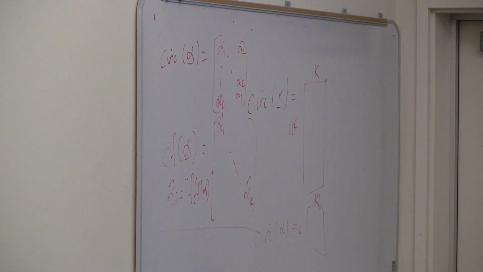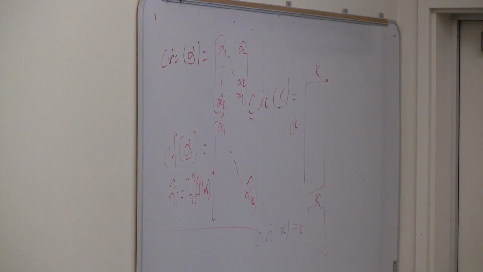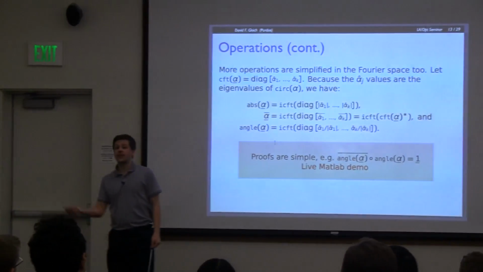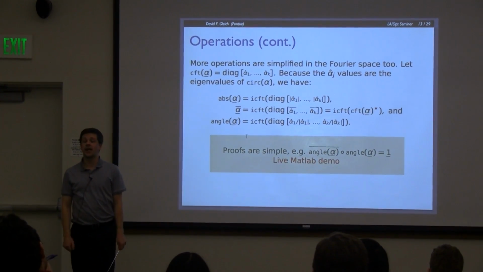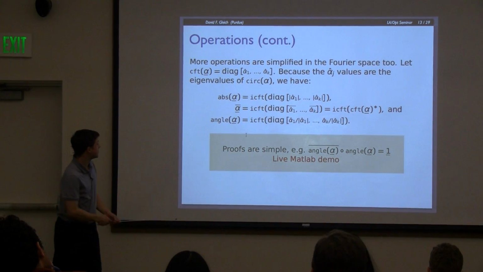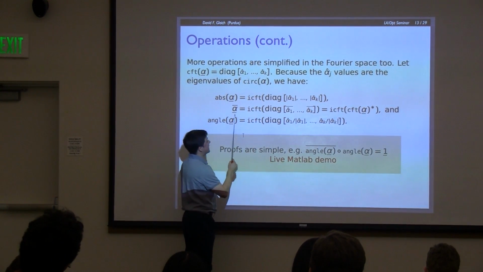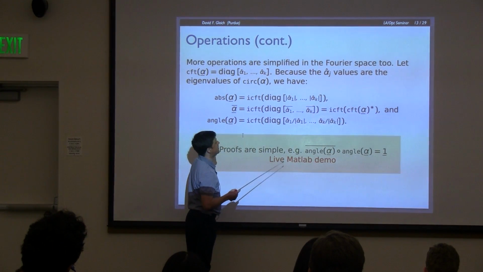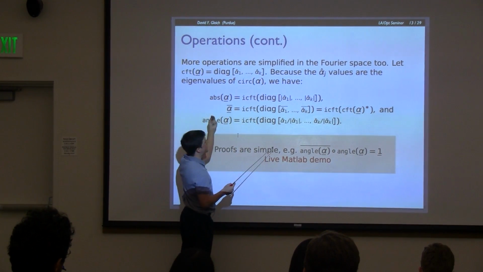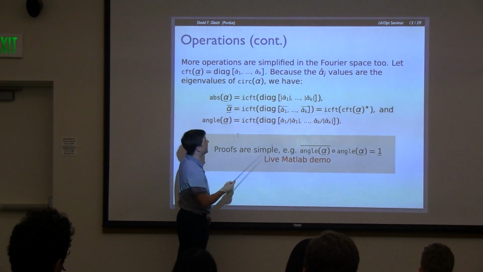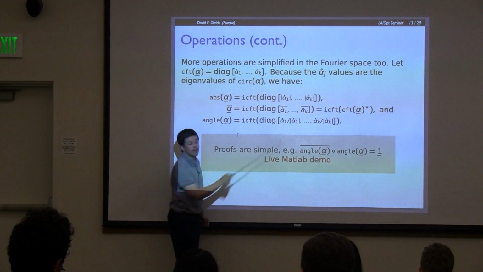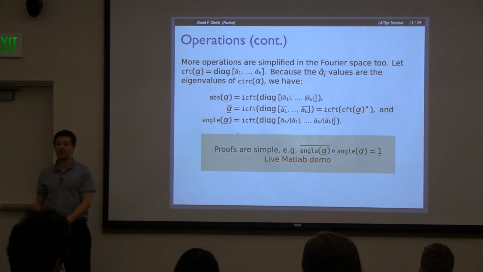So that's all we're doing for all these other definitions of functions. So if you want to take the absolute value of a circulant entry, compute its CFT, compute the absolute values of all the eigenvalues, and then hit it with the ICFT. If you want to do the conjugate of an element in the scalar, then you just take the conjugate of all of the elements of the ICFT.